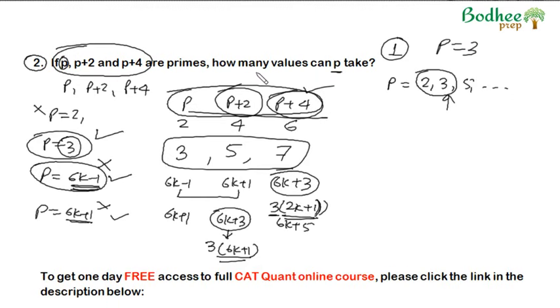Please remember that the question is asking for how many values. It is not asking for which value of p. Many times we make these silly mistakes and mark 3. The answer is 1, because it is asking how many values, not the value of p. Correct? I believe this much is understood.